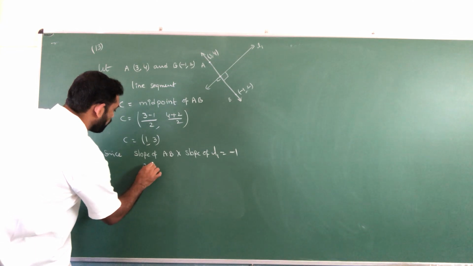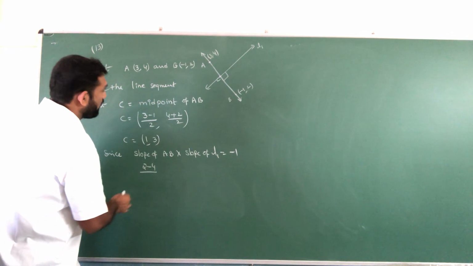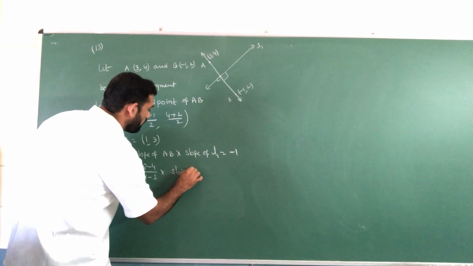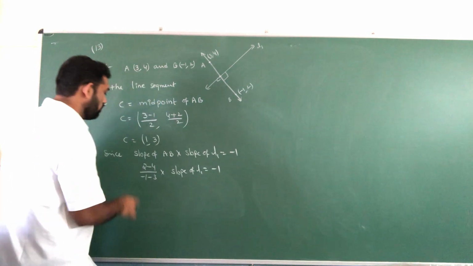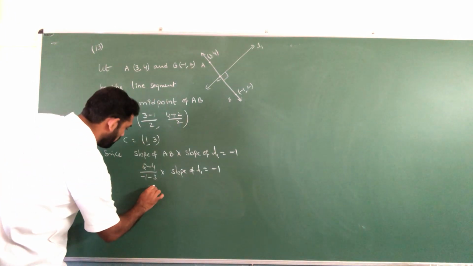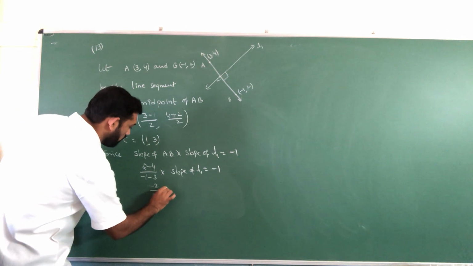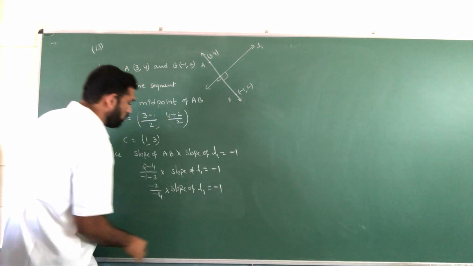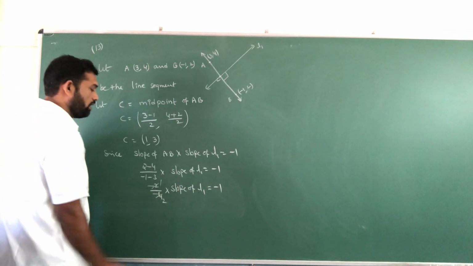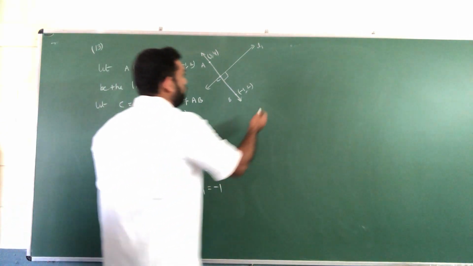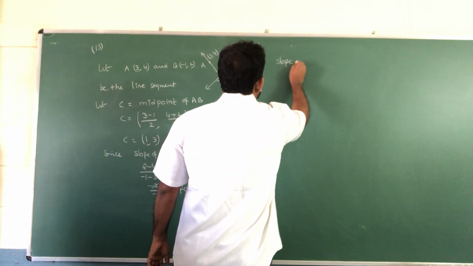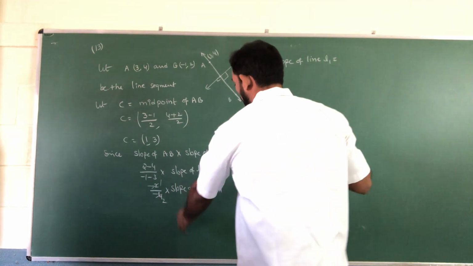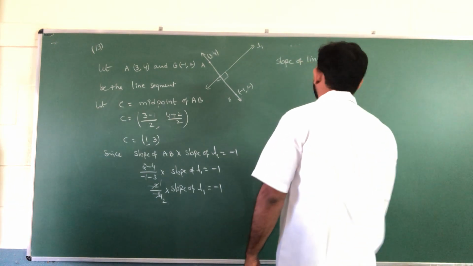Slope of AB, simplify the value. What happens? So (2 minus 4) divided by (2 minus (minus 3))... into slope of L1 is equal to minus 1. So 2 minus 4 is minus 2, minus 2 divided by minus 4, so into slope of L1 is equal to minus 1. So 2 ones are 2. Again simplified, what is that slope? Slope of line L1 is equal to 2 into minus 1, so that is minus 2.